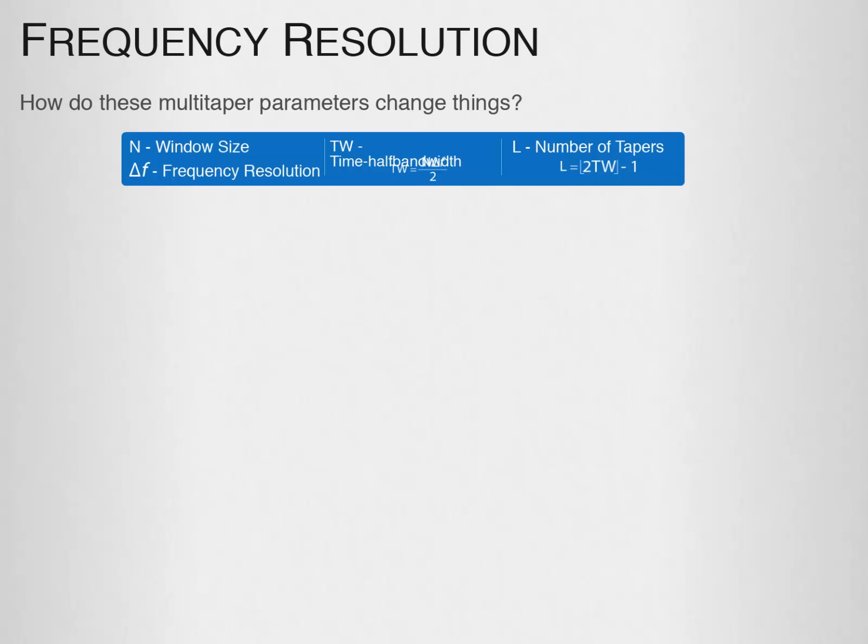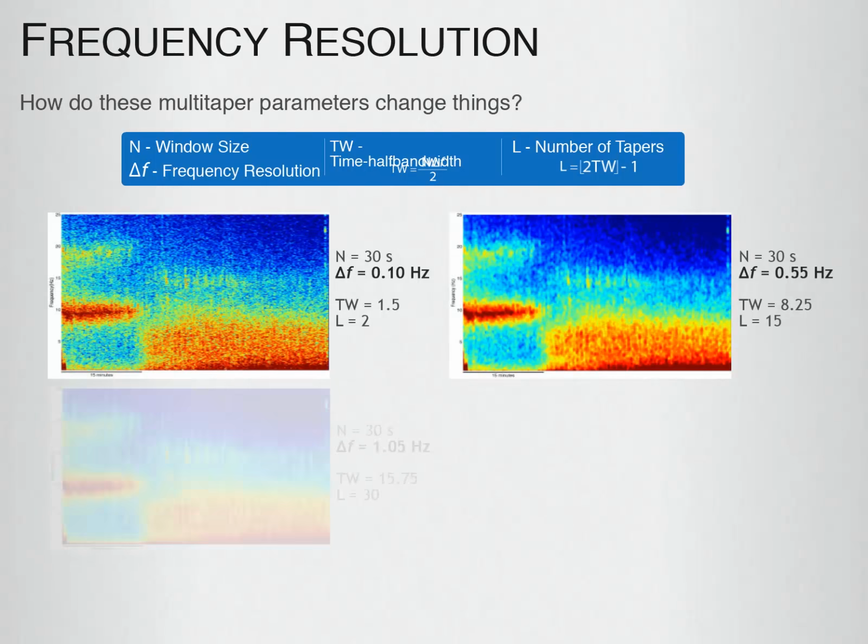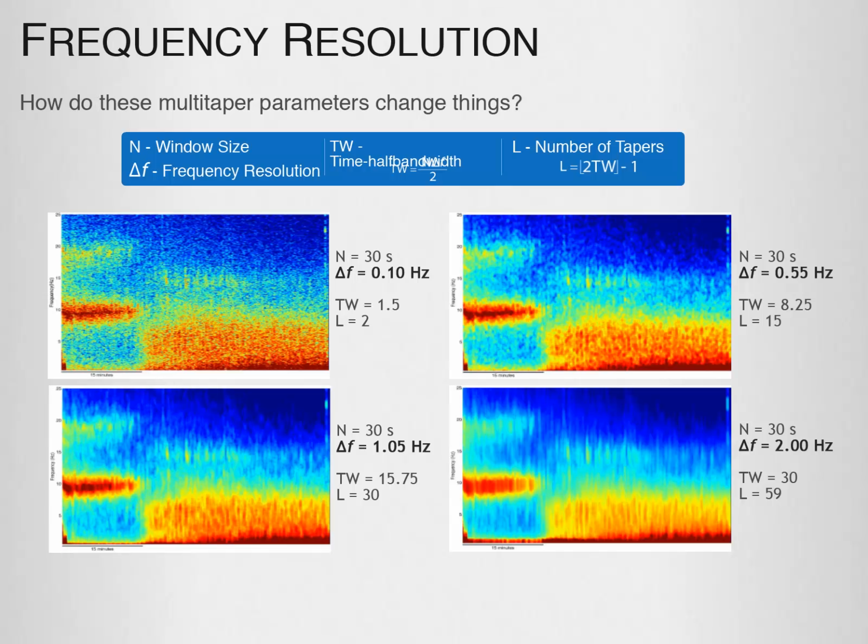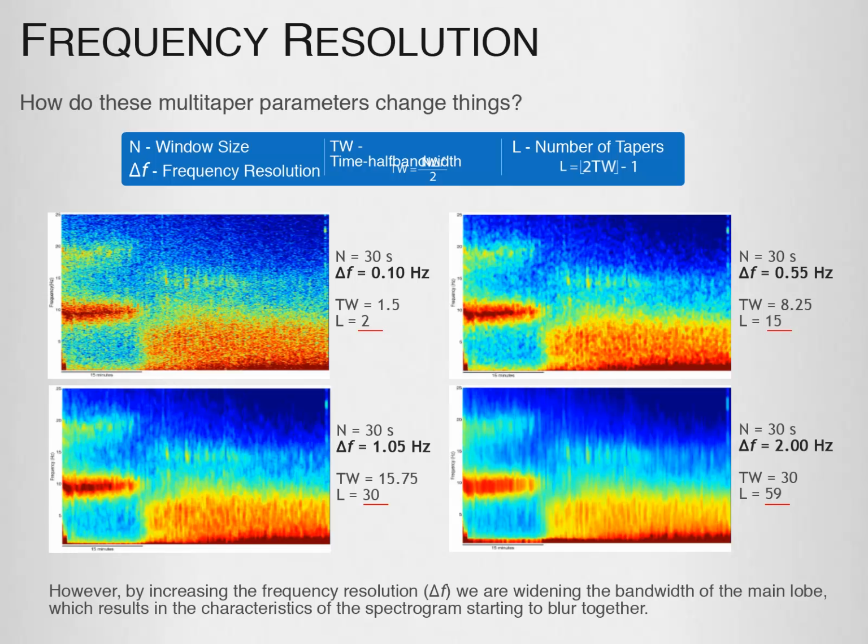How do these multi-taper parameters change things? Here we have some examples that show the results of increasing our frequency resolution while keeping our data window size constant. Increasing the frequency resolution value increases the number of tapers we use. The larger the number of tapers we use, the more we reduce the variance of the spectral estimate. However, by increasing the frequency resolution, we are widening the bandwidth of the main lobe, which results in the characteristics of the spectrogram starting to blur together. As such, we need to select the parameters in a principled way based on what you expect to observe to balance between reduced variance and adequate frequency resolution.